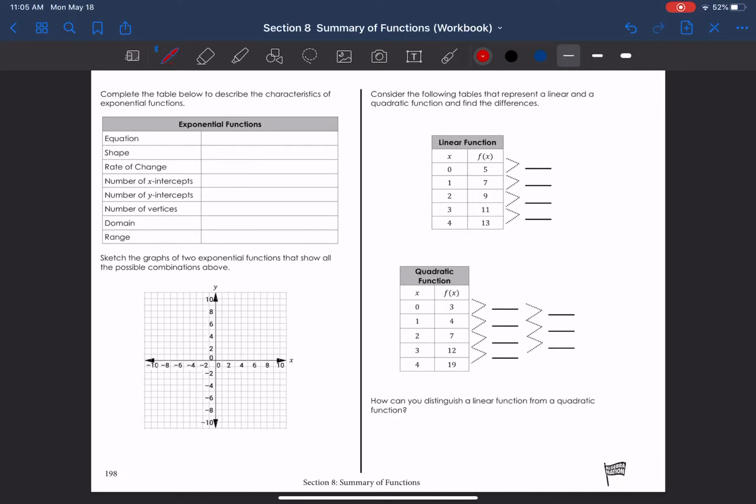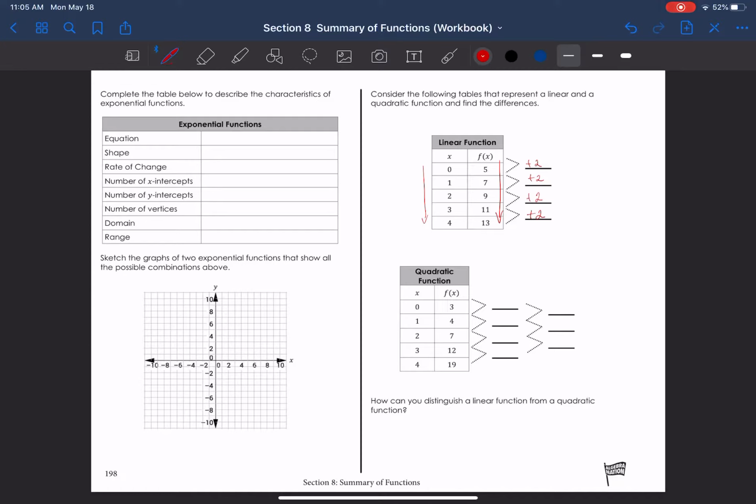So let's start off talking about linear functions. All right, linear functions, you're going to notice that they go up by the same amount every time. If x goes up by 1, which it does every time on this left-hand side, y, or f of x, will go up by the same amount on the right-hand side. So 5 to 7 is plus 2, 7 to 9 is plus 2, 9 to 11 is plus 2, and 11 to 13 is plus 2. So with linear functions, every time that x goes up by 1, f of x or y will go up by the same amount.